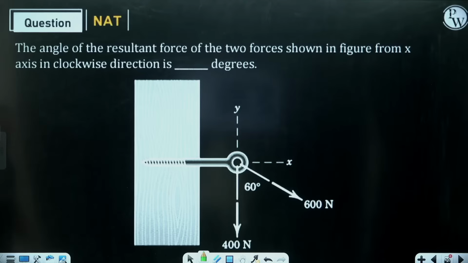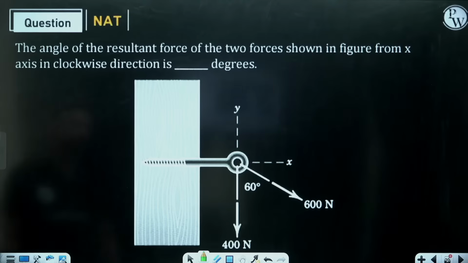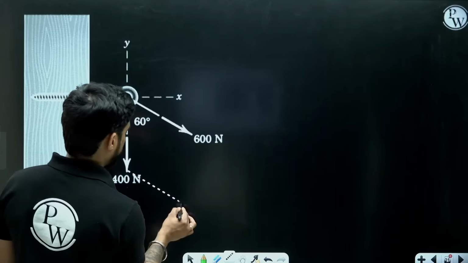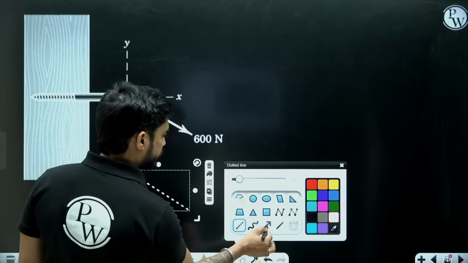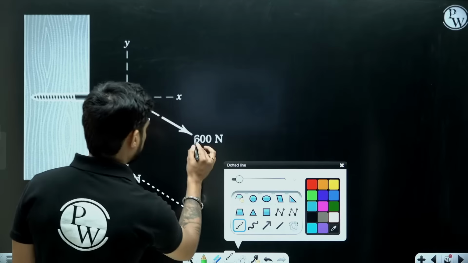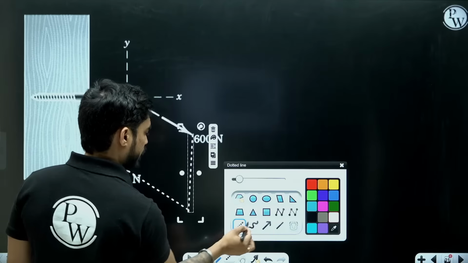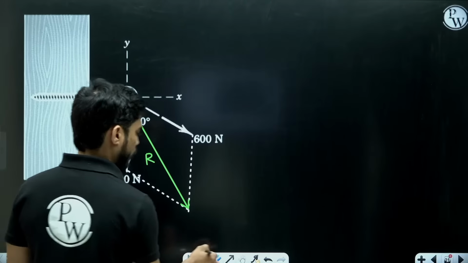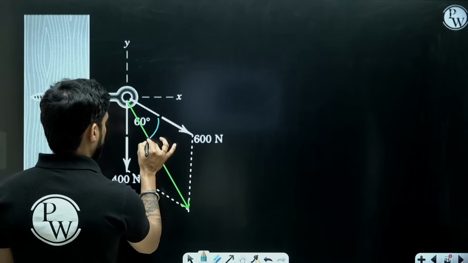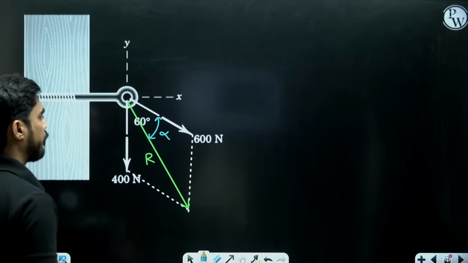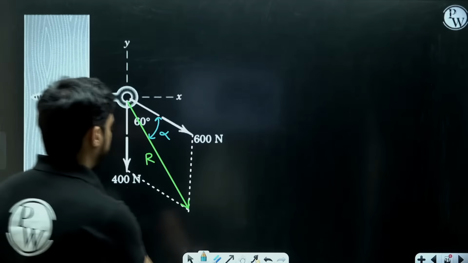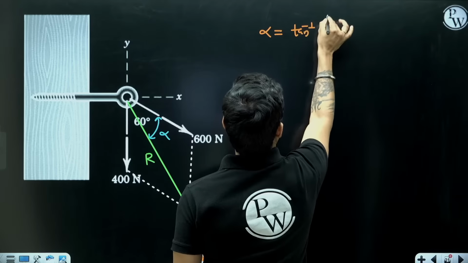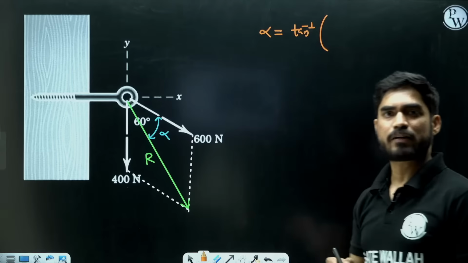So in this problem, again we have two forces, 600 Newton and 400 Newton. Okay. So if I find the resultant of these two forces using parallelogram law, the resultant will be something like this. This is R. Okay. Now this is going to be your alpha. So how can we find alpha? Again using the formula tan inverse of F2 sin theta upon F1 plus F2 cos theta.